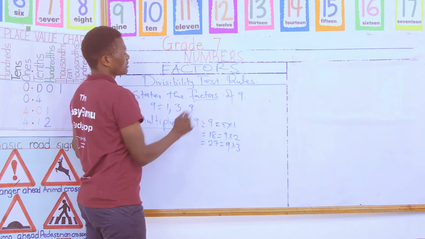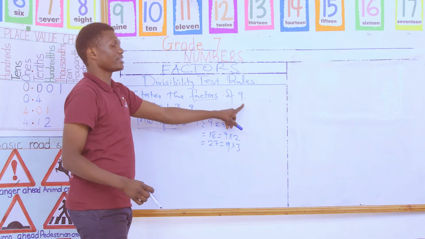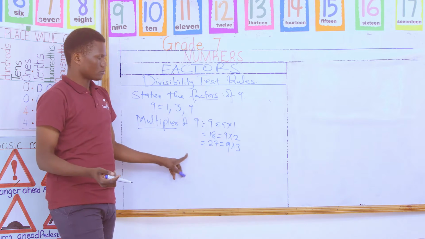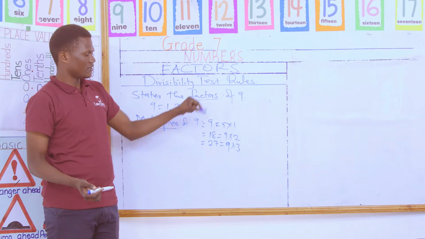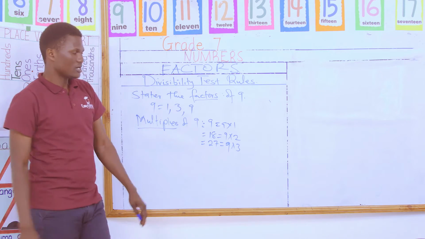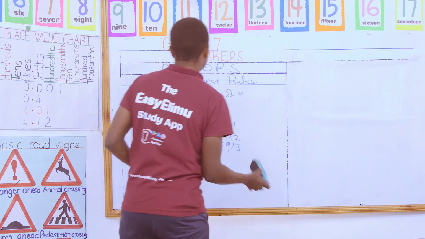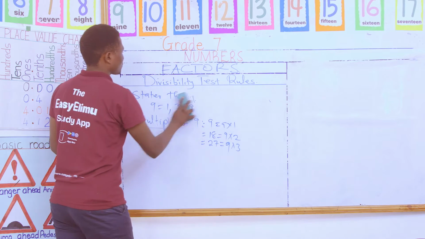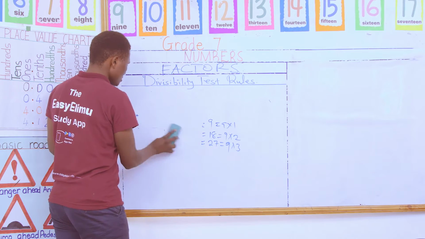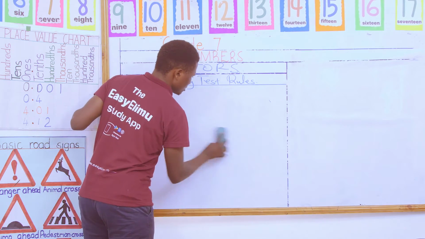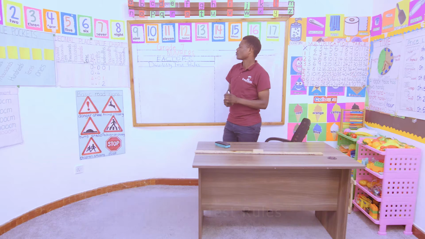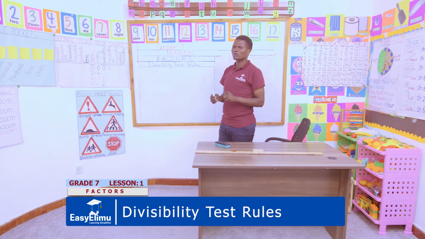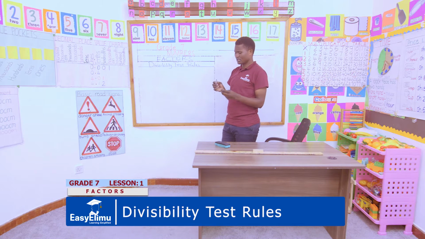Factors are those numbers that can actually divide a given number, while multiples are the list of products that we can obtain by multiplying a given number by different other numbers. So that clarified, we can now start. So we have divisibility test rules. What are divisibility test rules? And what is the essence of discussing the divisibility test rules?